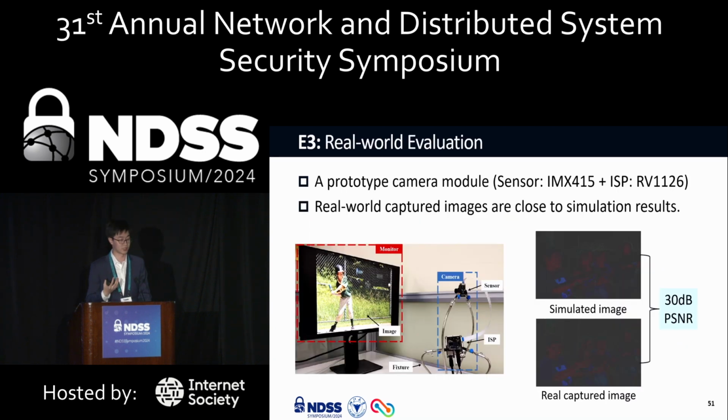Last but not least, we conduct real-world evaluation. We deploy the ISP parameters on actual hardware and photograph images displayed on the screen with this prototype camera. The real-world captured images are close to our simulation results with 30 dB PSNR.